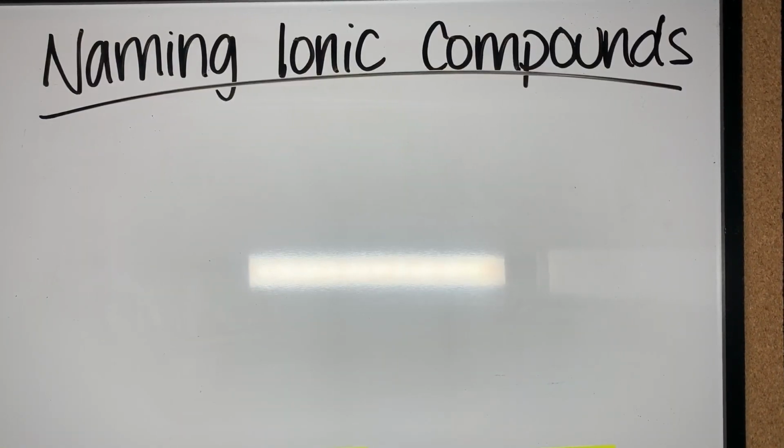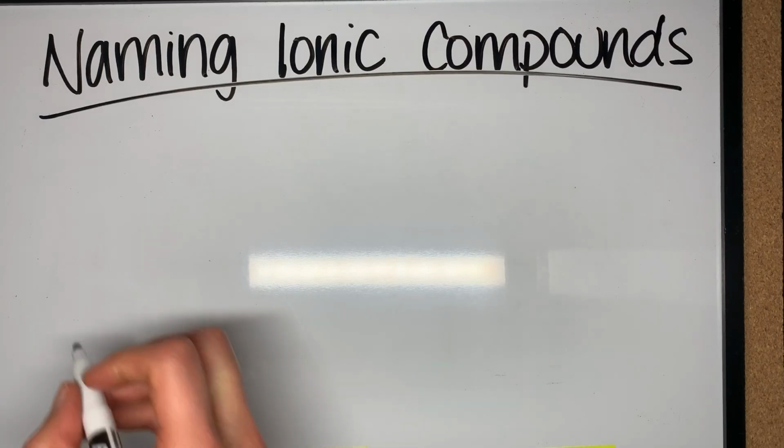All right, let's get into naming ionic compounds. We should be able to determine whether or not a compound is ionic just by looking at that first element. If that first element is a metal, then you know it is ionic. But now let's look at how to name the compound once you've determined that it's ionic.